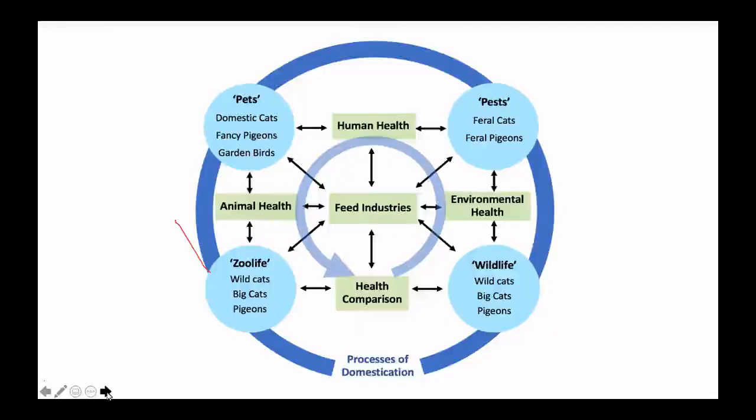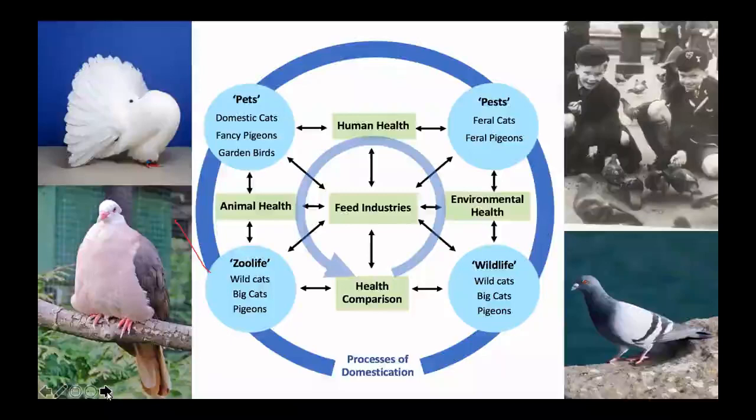So through those 4 foci, we can examine human health and environmental health. We can do health comparisons between, say, big cats that are in zoos versus big cats that are in natural history collections that were wild. So we can do these sorts of comparisons. We can also look at feed industries. And the whole thing, we feel, will give us the ability to explore in a more general sense processes of domestication.